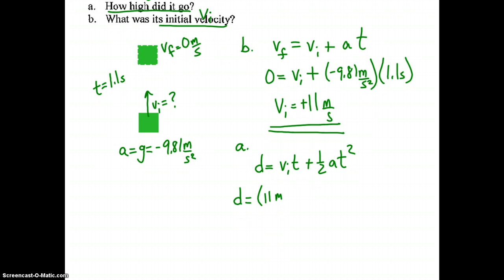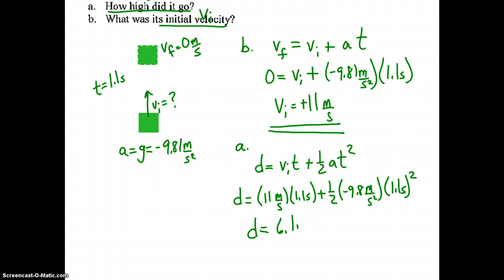We have 11 meters per second times 1.1 seconds plus 1/2 times negative 9.81 meters per second squared times 1.1 seconds. We have to remember to square that, the time that is. Go ahead and run this calculation. Pause if you need a moment. And your answer should turn out to be 6.1 meters to 2 digits.